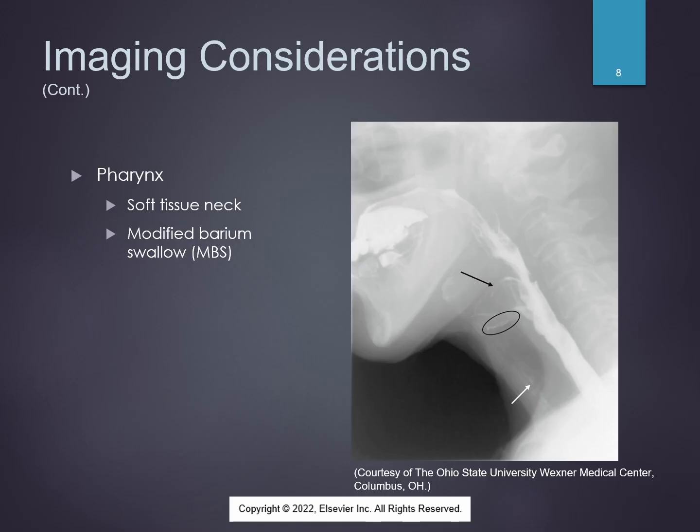This image here is a lateral spot image of the oropharynx and neck captured during a modified barium swallow examination. The black arrow is showing a laryngeal penetration and the white arrow is showing aspiration of liquid barium during the examination. Penetration is the term used for material entering the laryngeal vestibule. Aspiration is the term used for material that migrates below the level of the vocal cords, which is the black circle, and into the trachea.